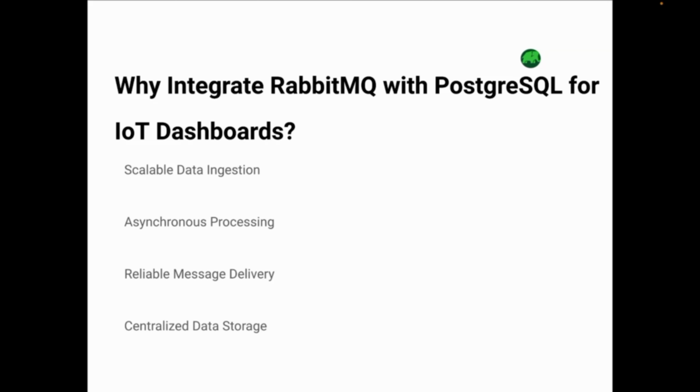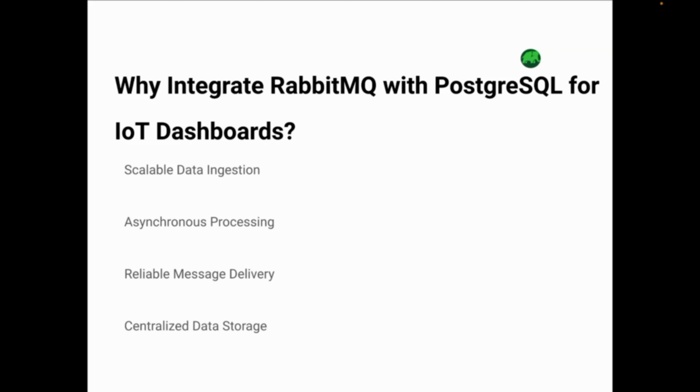Finally, let's talk about centralized data storage with PostgreSQL. Once RabbitMQ collects and manages the incoming messages, PostgreSQL steps in to store this data in a structured and accessible way. This centralized storage enables your IoT dashboard to pull data from a single organized source. This setup makes it much easier to run queries, build analytics, and visualize trends over time on your IoT dashboard.